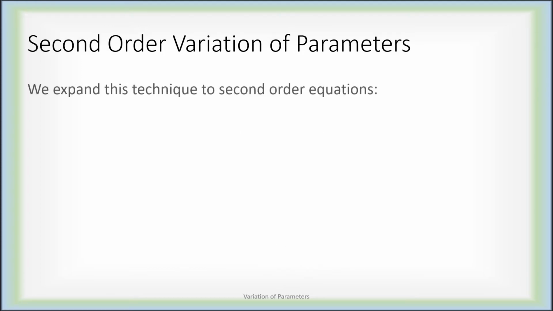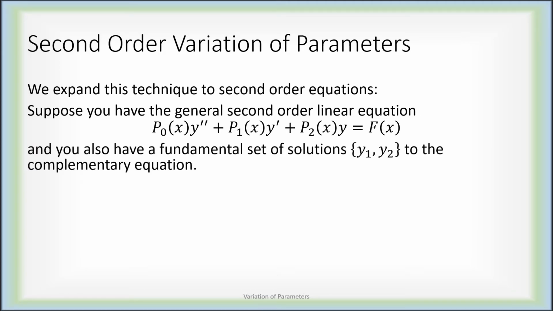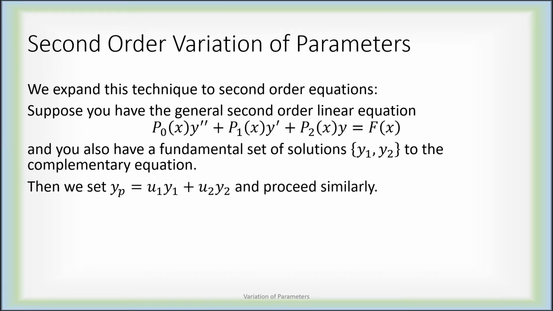So what we're going to do is take this technique and extend it to second order equations. Suppose we have a general second order linear equation, some function of x times y double prime, some function of x times y prime, some function of x times y equals some other function of x. Also, suppose y1 and y2 are a fundamental set of solutions to the complementary equation. So we set a particular solution to be one unknown function times y1 plus another unknown function times y2 and proceed more or less the same way.